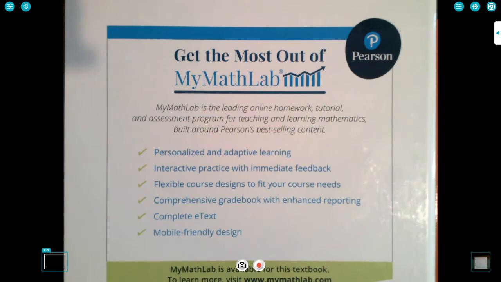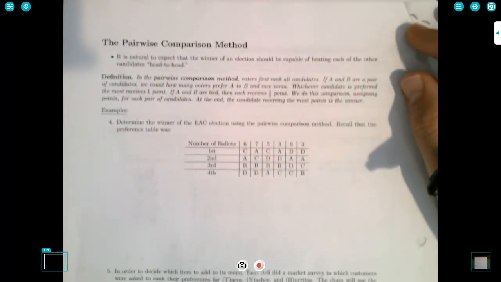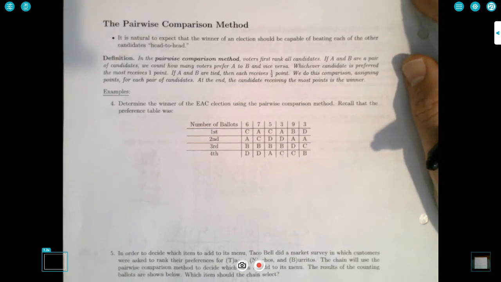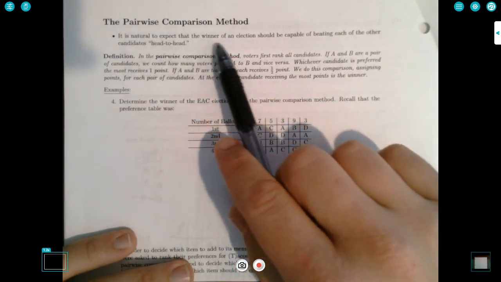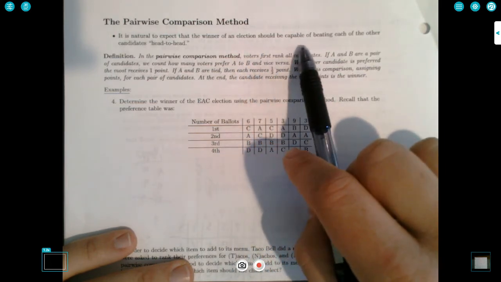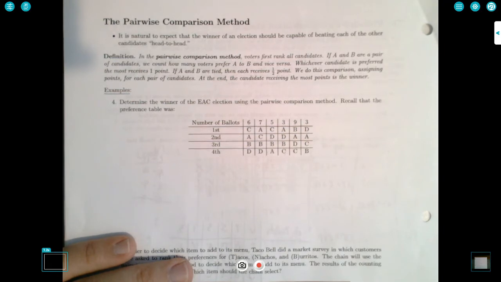One more voting method. It's called the pairwise comparison method. The plurality with elimination method that we saw on the previous page sort of gives rise to this idea that it's natural to expect that the winner of an election should be capable of beating each of the other candidates head to head.